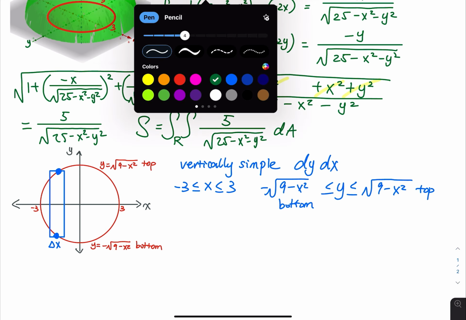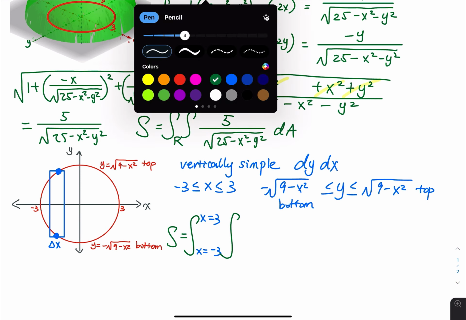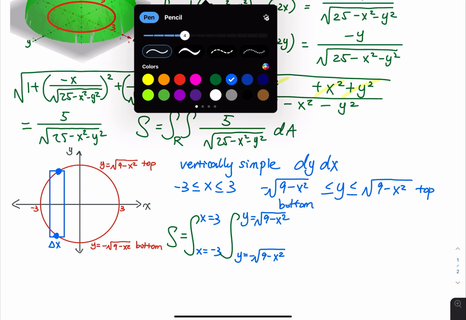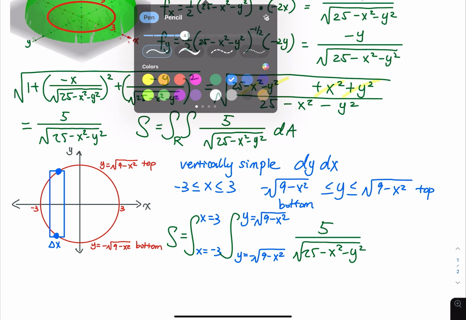So let's follow the color code. So we have the surface area equals the double integral, dx dy, right? So x is between negative 3 and positive 3. And then we do another integral. y is between negative square root and positive square root of 9 minus x squared. Okay, let's make that look like a square root. And then you just put the integrand. The integrand is 5 divided by the square root of 25 minus x squared minus y squared. And then now the differential is dy dx.